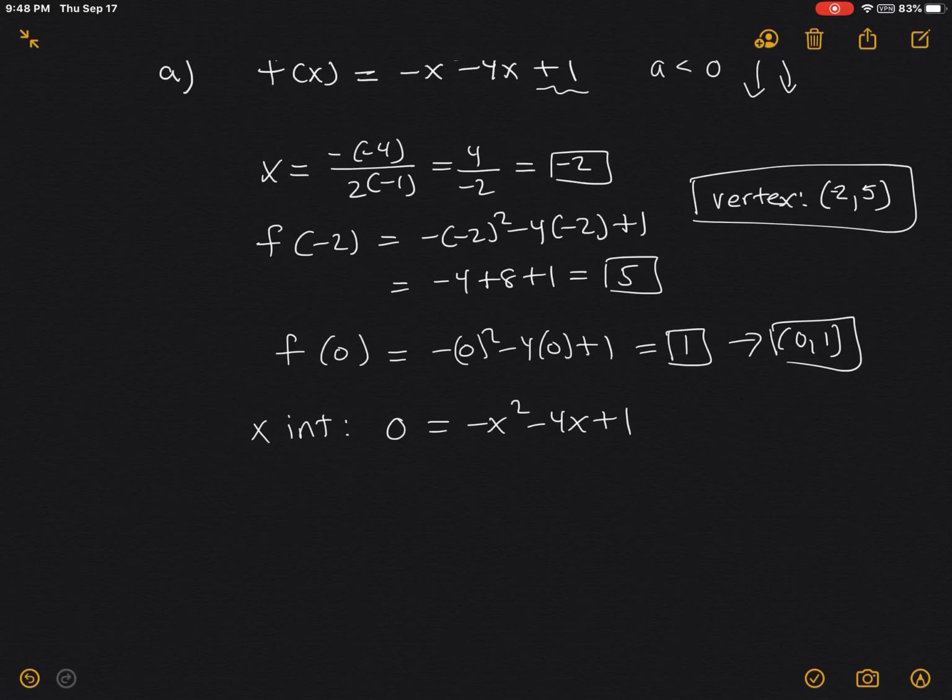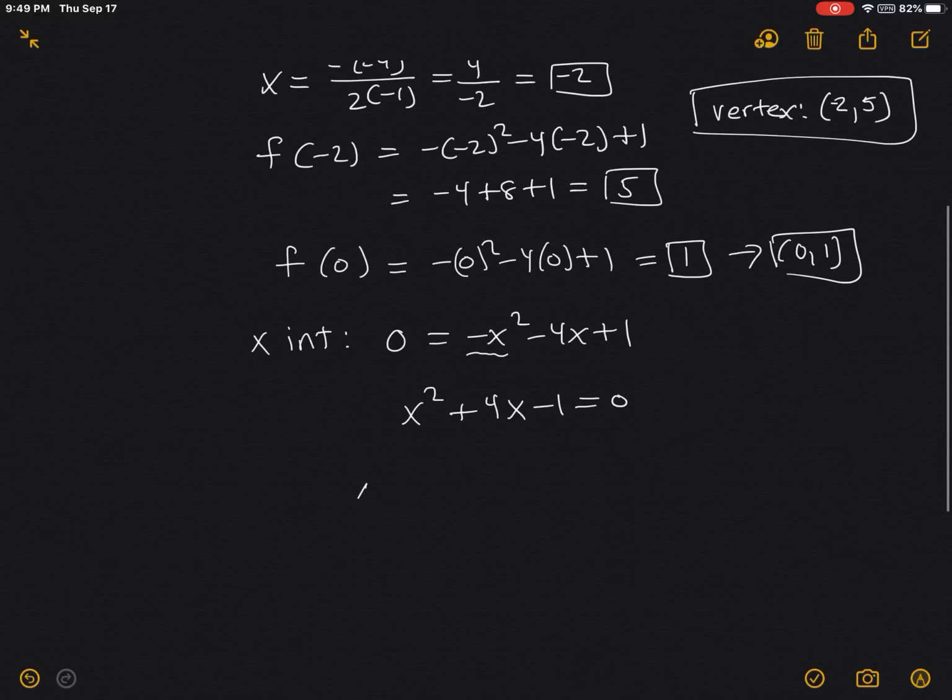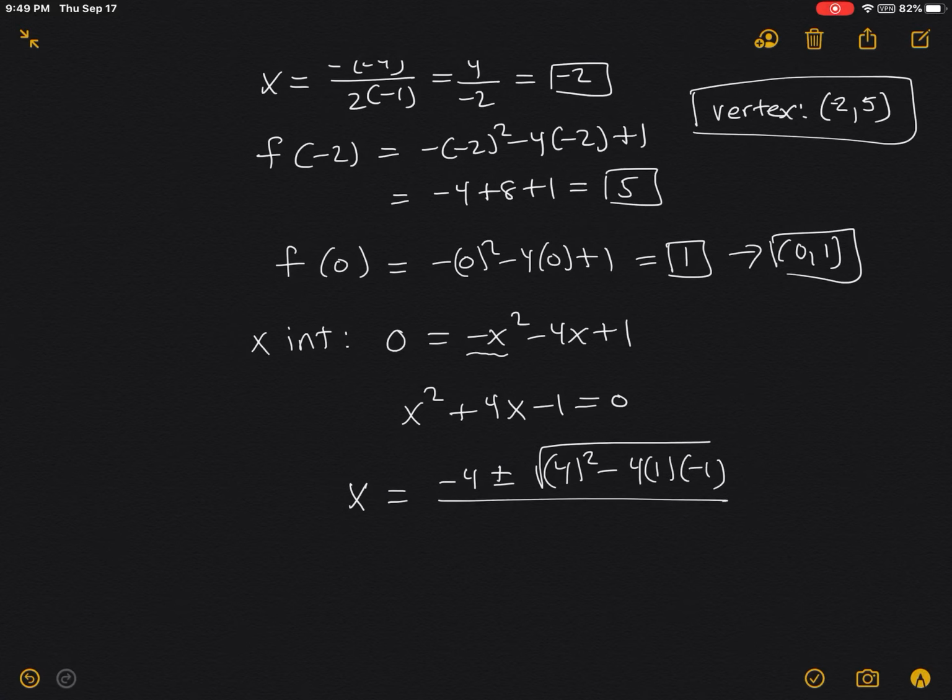If you want to keep this negative right here positive, you can move all the terms over. I'm going to move it over to the left, and this equation is equivalent to that equation, just to keep things nice and positive. So use your quadratic formula. X is equal to negative 4 plus or minus the square root of 4 squared minus 4 times a times c, all over 2a.